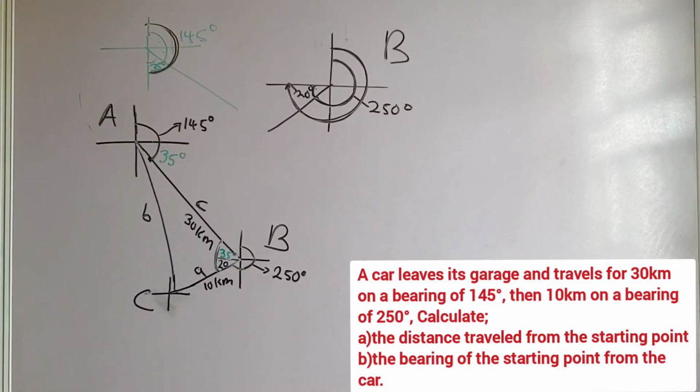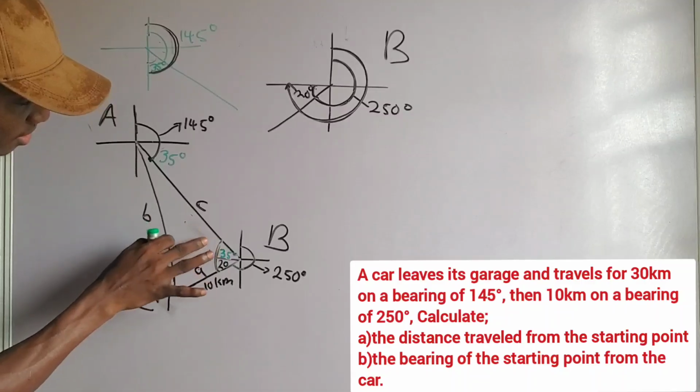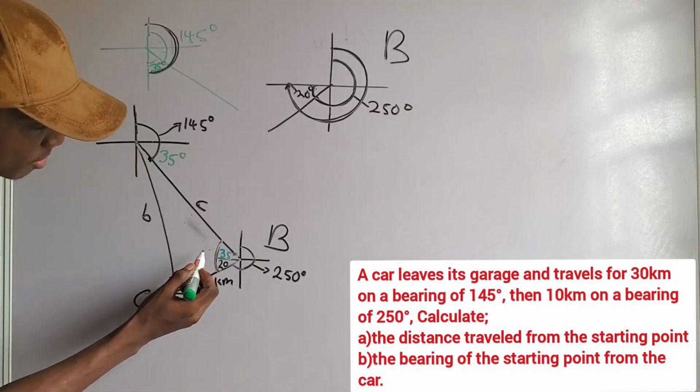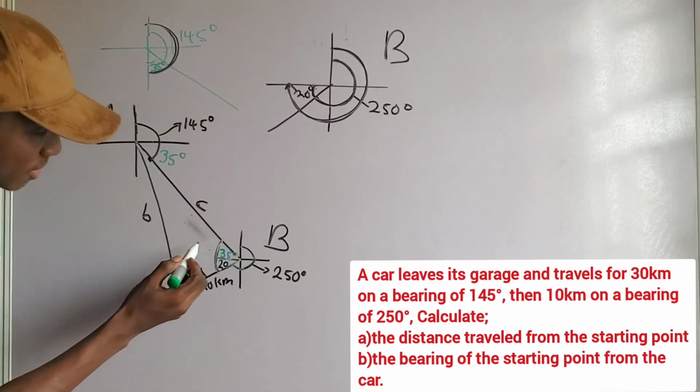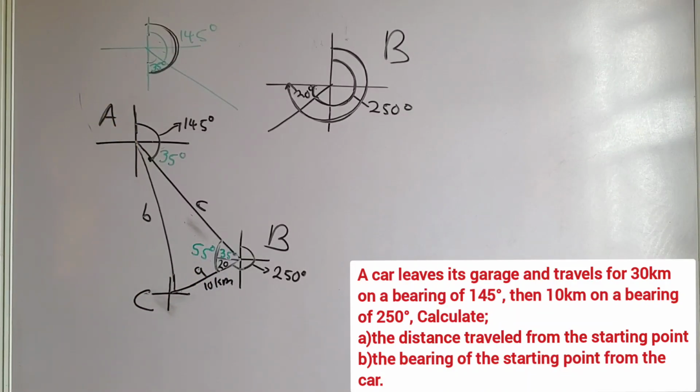Do you understand? So the sum of the angle that is here, okay, let me remove this 30 kilometer. The sum of the angle that is here will be what? 35 plus 20, that is what? 55 degrees. So this angle is 55 degrees. Do you understand? If you understand, listen to the explanation again.